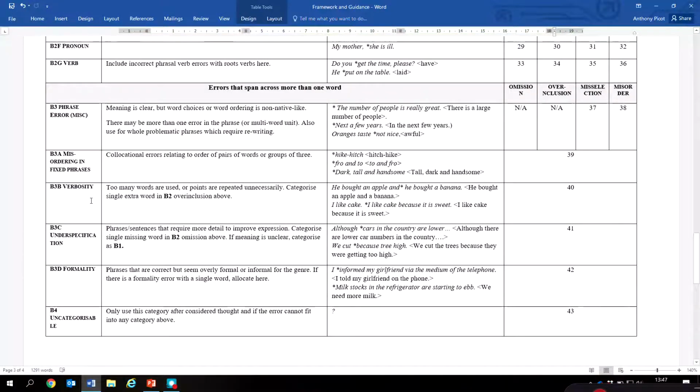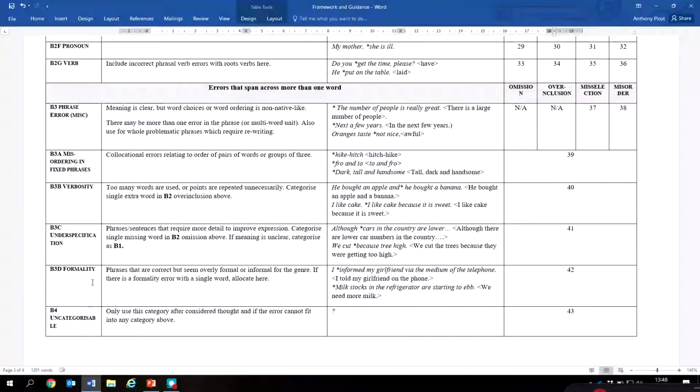Then we have verbosity. This can be quite common. Too many words are used or points are repeated unnecessarily. And the opposite to this is underspecification, where meaning is clear, but more words are required to satisfactorily make a point. Formality is quite a common area in academic writing. Students might seem overly formal in an email also. The final category acts as a possible miscellaneous category if analysts feel the error cannot be categorized elsewhere.